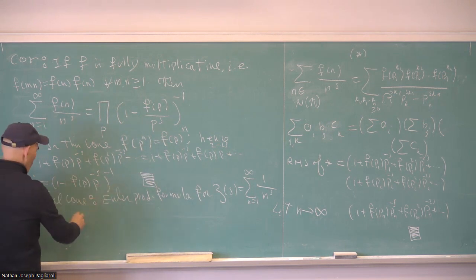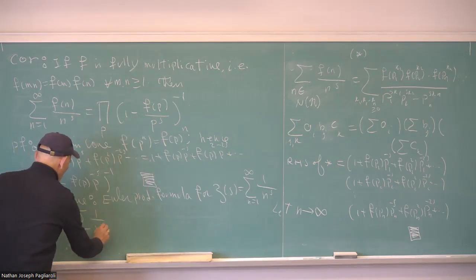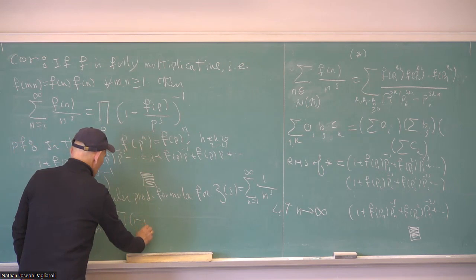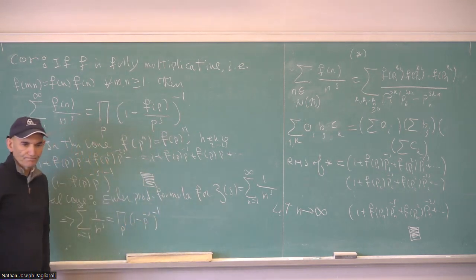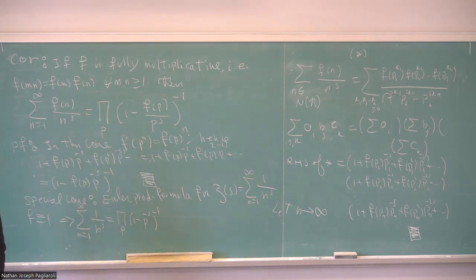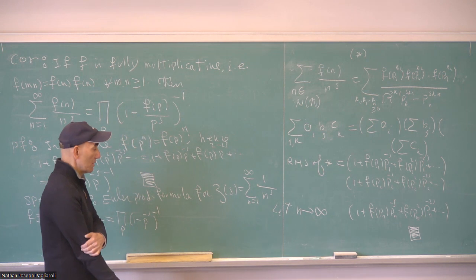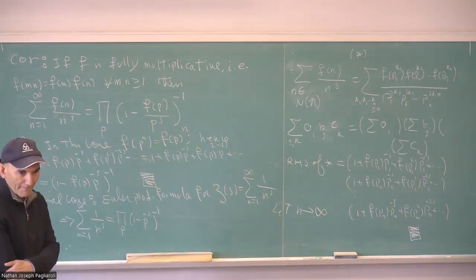So then we have this formula: the sum of 1 over n^s is equal to the product of 1 minus p^(-s), to the power minus 1. This is a special case of the corollary. This is Euler's zeta, Riemann's zeta function.